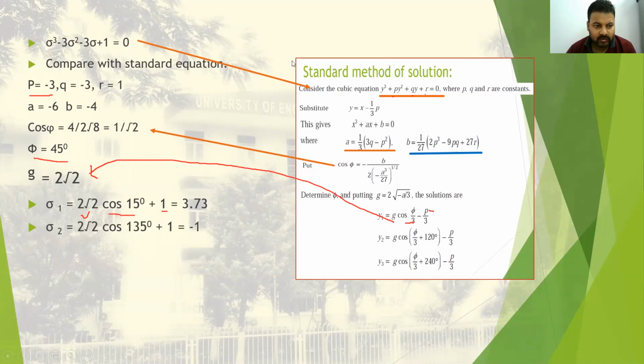In sigma 2, g remains the same. This g remains the same, only the change is here. 120 plus 5 by 3 means 120 plus 45 by 3, that is equal to 15. 120 plus 15, 135 degree.